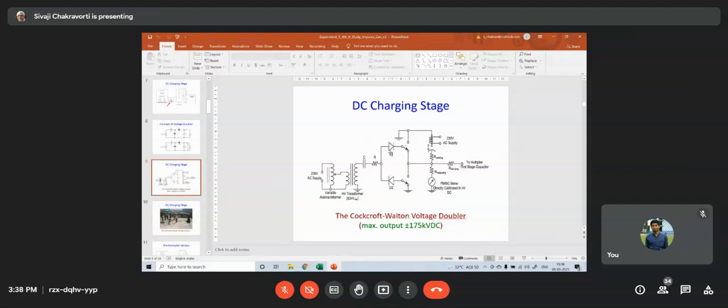Here are the two diodes, D1 and D2. As I told you, we have the facility to reverse the polarity of D1 and D2, and that is done in a very simple manner: it is connected through a single pole double throw switch. You have to learn these terminologies. This is called an SPDT switch, single pole double throw.